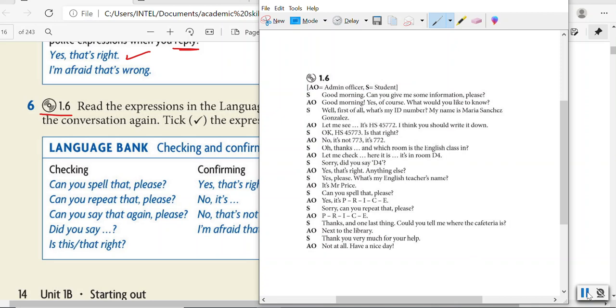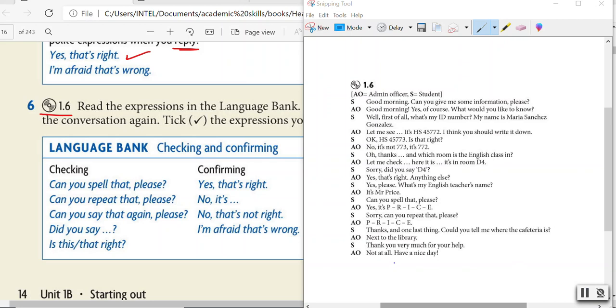It's 772. Okay, while I'm reading this, please look at this language bank, this table, and focus on checking expressions and confirming expressions. Okay, in here.